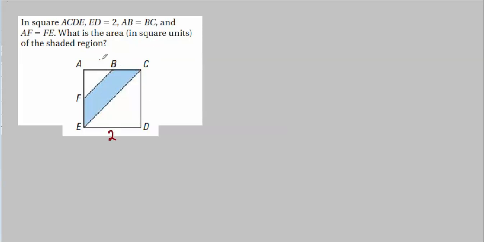And they tell us that this whole thing is a square. Well, that's certainly going to help, because each of these sides is 2. Like this is 2, this is 2, this is 2. That means if we bisect this, this is 1, and this is 1, and AF equals FE. That means this is a bisector, so this is 1, and this is 1. Now they want to know, what's the area of the shaded region?